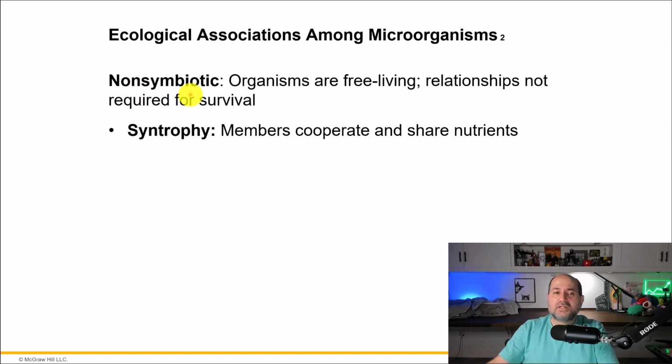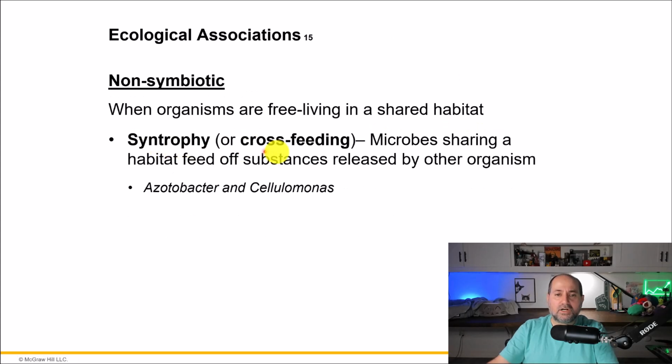In this case, with non-symbiotic, these are organisms that are free-living, that have relationships not required for survival. So here's the example of non-symbiotic relationship I want to tell you about. It's called syntrophy. This is interesting. This is where members cooperate and share nutrients. Syntrophy is also known as cross-feeding. Here's where this is interesting. This is where microbes sharing a habitat feed off of substances released by other organisms.